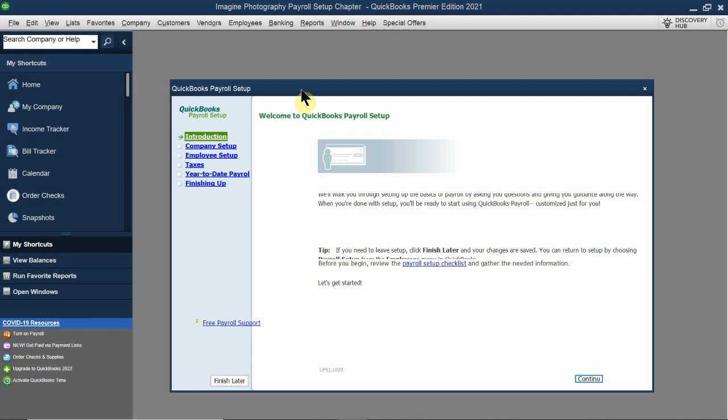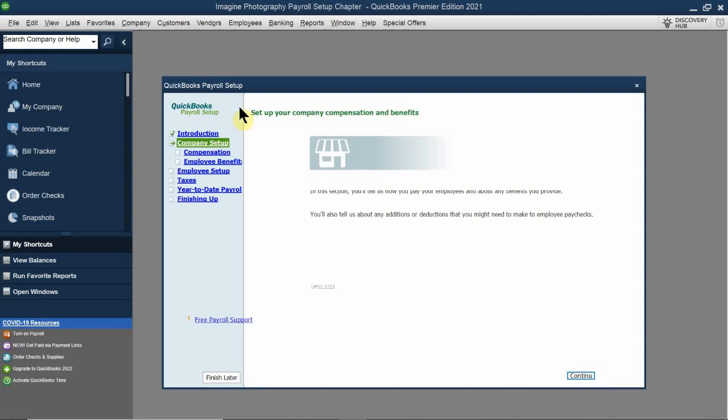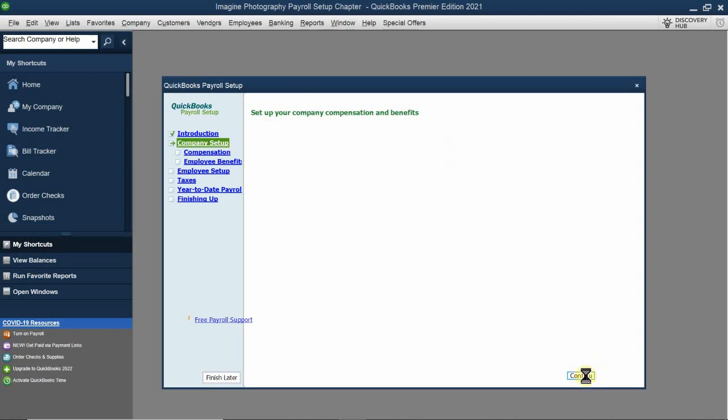Okay? So here you're going to start on this page where it says welcome, or in this case, we're setting up our payroll. All right, we can go ahead and click continue. So we're going to start off with our very first category, which is our company setup. Okay, so it tells you right here, we're going to set up the company first. So I'm going to go ahead and click continue.